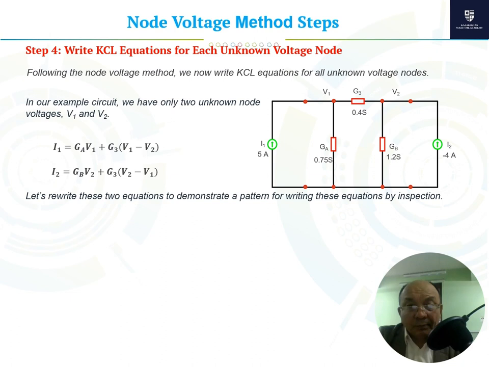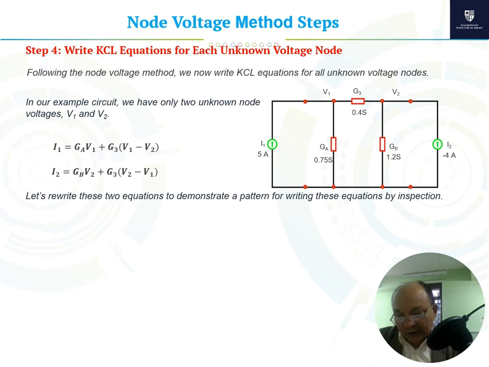Note the similarity of these two equations. The sum of conductances connected to the first node is the positive coefficient for the first voltage, V1, in equation 1. Likewise, in equation 2, the other coefficient is included, and it is negative. For both equations, the left-hand side is equal to the respective current source connected to the node. This pattern allows us to quickly write the equations by inspection. If you learn this relatively simple pattern for writing KCL equations using conductance in the node voltage method, it can be useful for quickly analyzing many circuits.